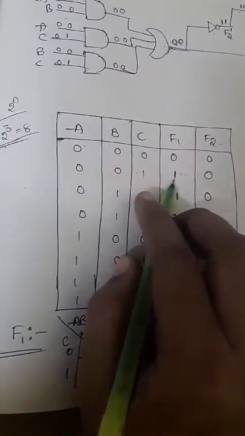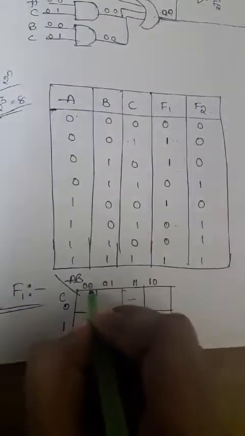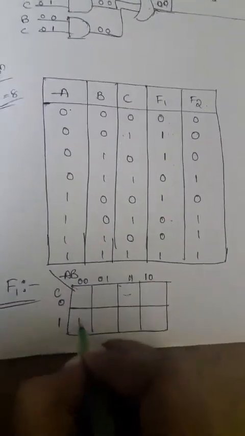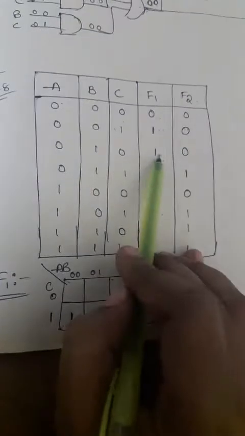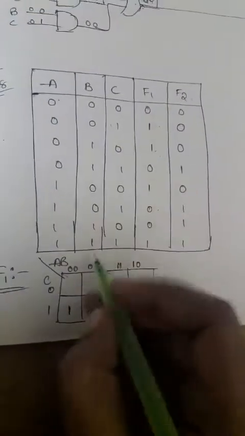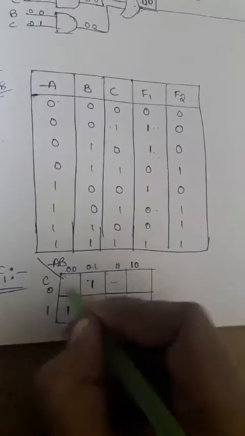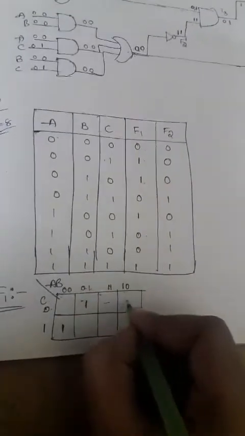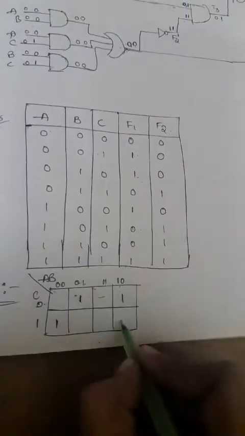Okay, here F1 consists of the first one, that is, the 0 0 1 place. So AB as 0 0 and C as 1 here. And the next one is 0 1 0: AB as 0 1 and C as 0 here. Okay, the next one is the 1 0 0 case. And the last one is 1 1 1.